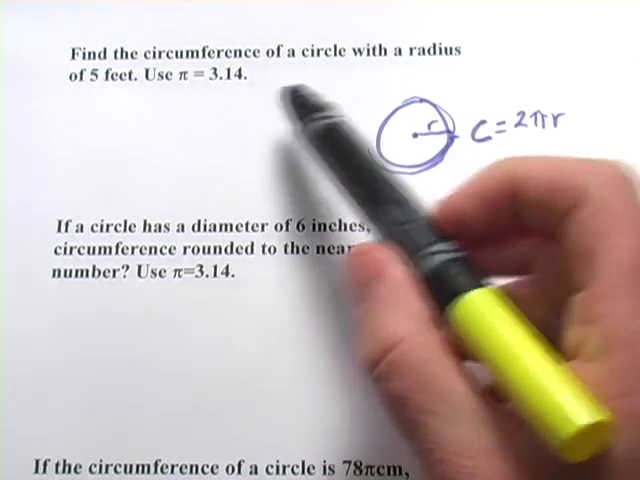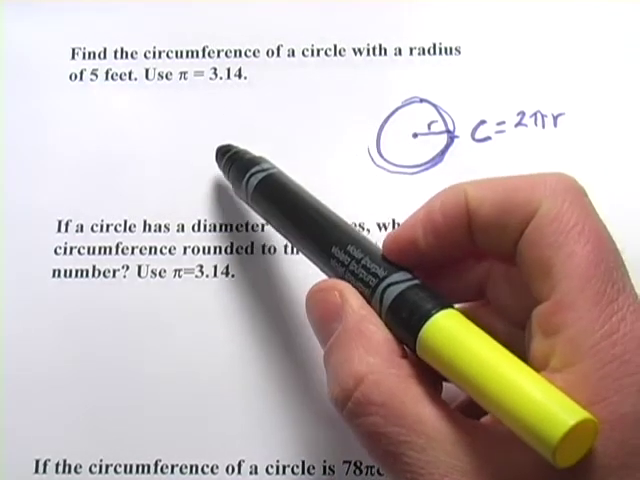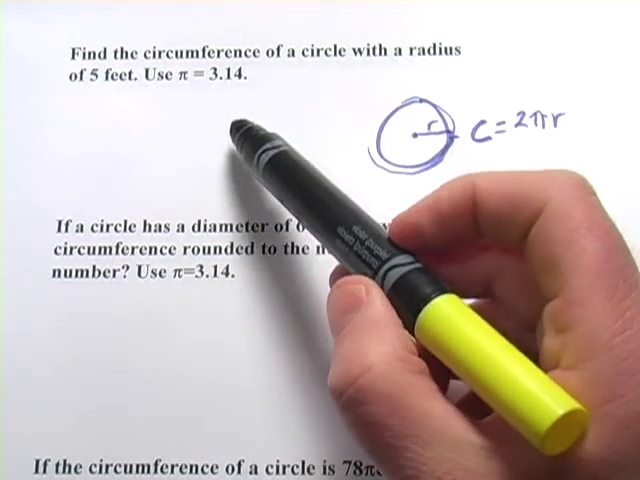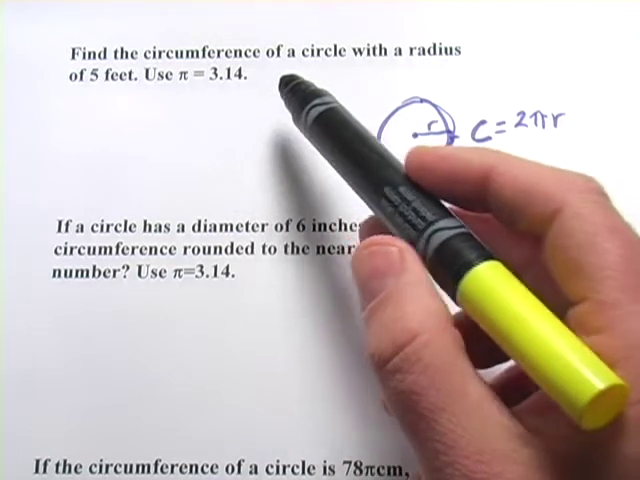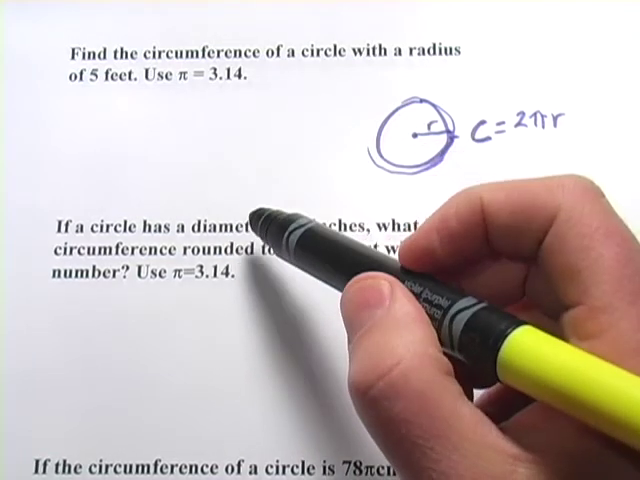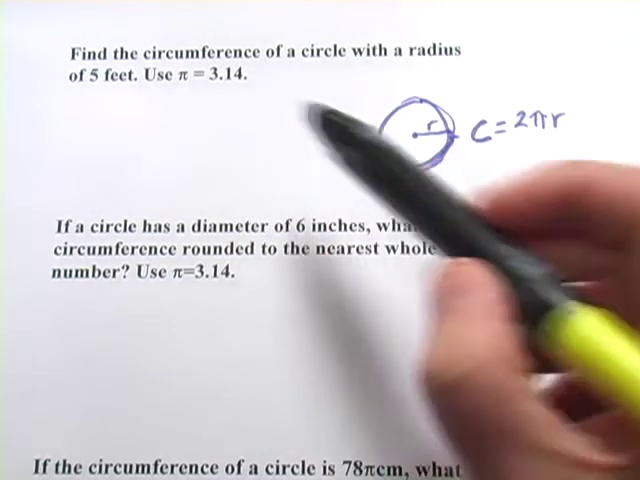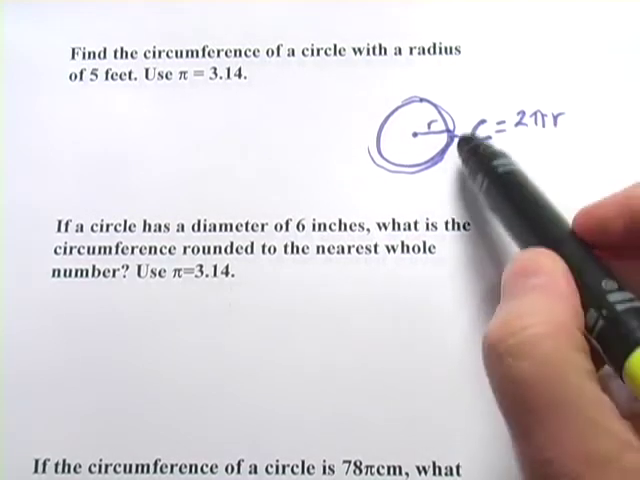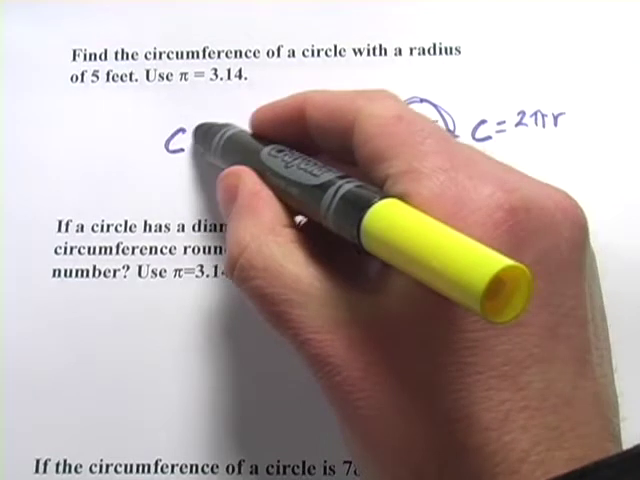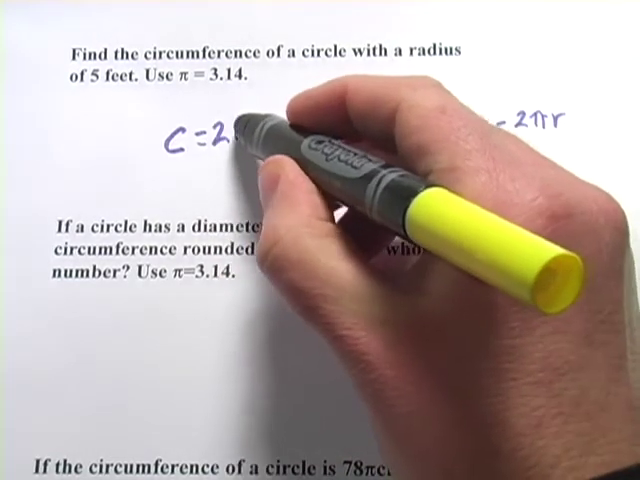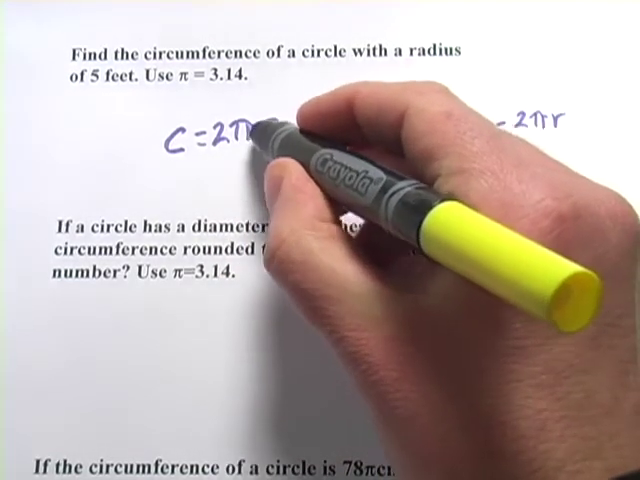The first one says, find the circumference of a circle with a radius of 5 feet, and use 3.14 for pi. Pi is one of those irrational numbers, so the decimal goes on forever. They're just simplifying it here down to 3.14 and telling us that's as accurate as we need to be. So what we do here, we take that radius, we just plug it in for r, and we get the circumference equals 2 times pi times 5.